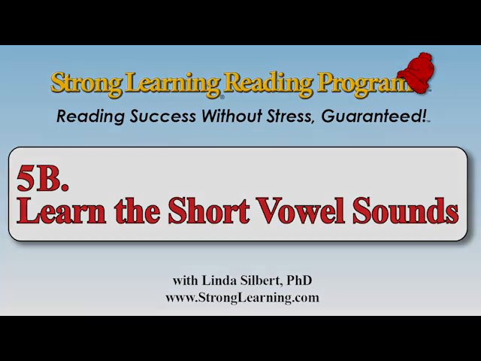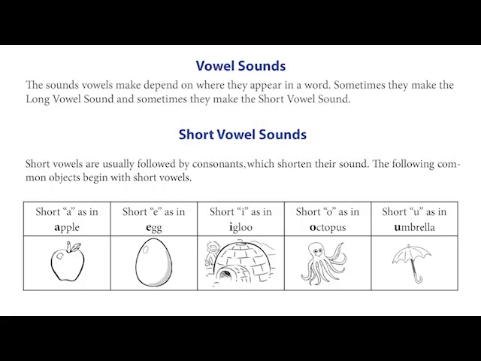Vowel sounds. The sounds vowels make depend on where they appear in a word. Sometimes they make the long vowel sound, and sometimes they make the short vowel sound. Short vowel sounds. Short vowels are usually followed by consonants, which shorten their sound.